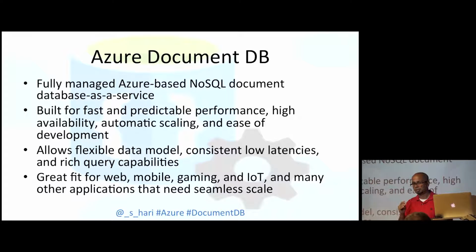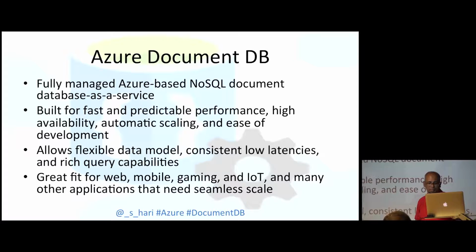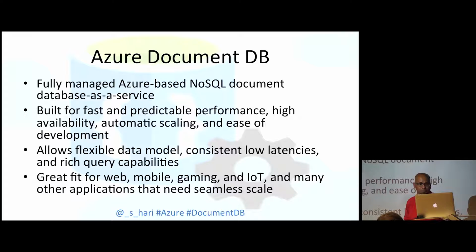They should probably use MongoDB. But if you're starting out, especially as a .NET person, I would recommend Azure DocumentDB because, number one, Microsoft takes care of everything for you. Again, like I said, it's fast performance, high availability, scaling is pretty good. You can have it scale on demand. It has flexible data models and rich query capabilities.